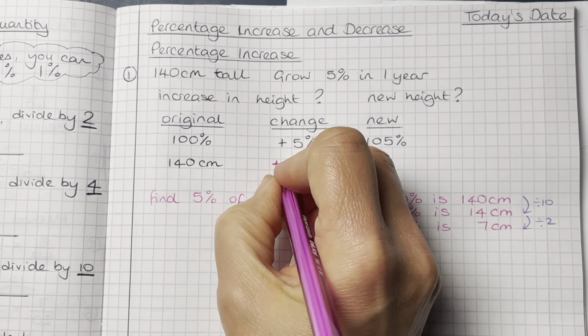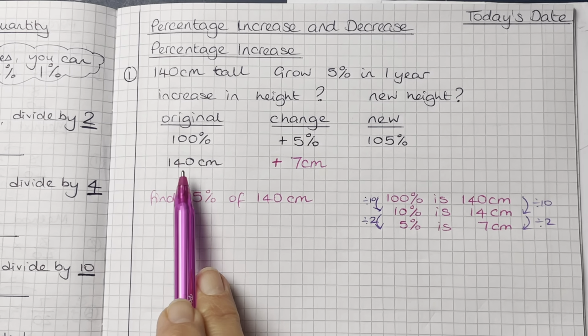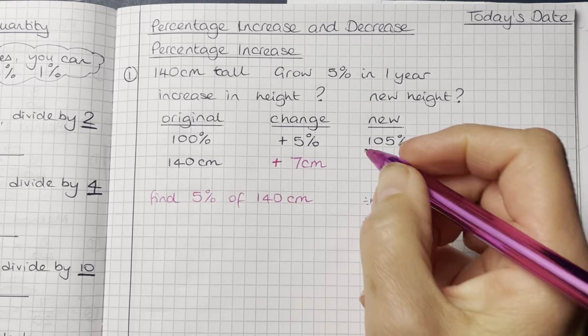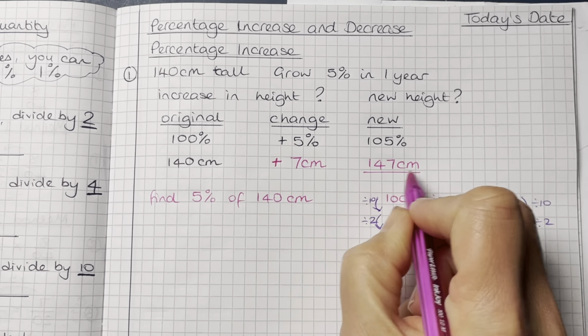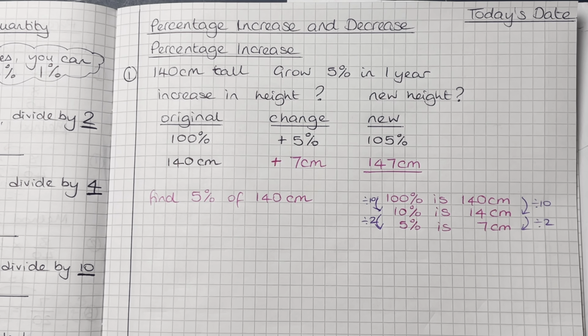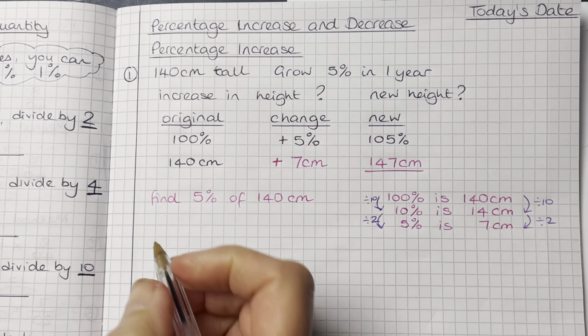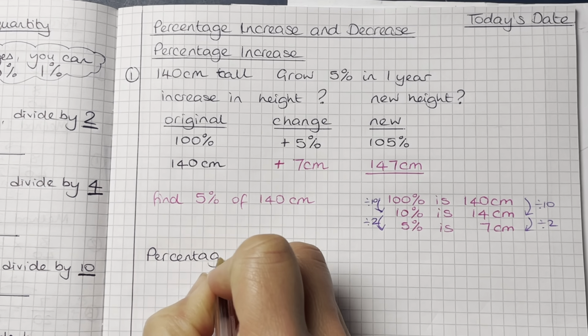So my change is a positive change of 7 centimetres. So I've got my original, I've got my change. I can work out that my new height is 147 centimetres. Let's do the same again, but this time with a percentage decrease.